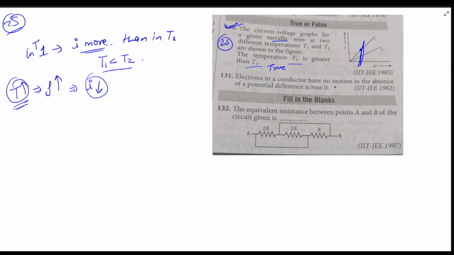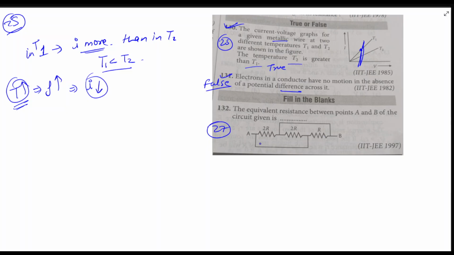Next, electrons in a conductor have no motion in the absence of potential difference. That is wrong. The electrons are continuously in random motion. Due to potential difference, they start to move in a particular direction. So this is false. Okay. Now the last, our 27th question.